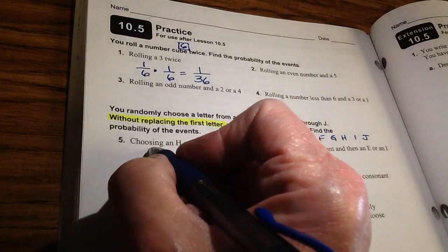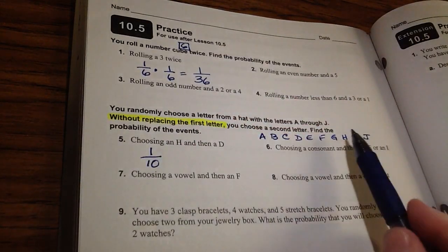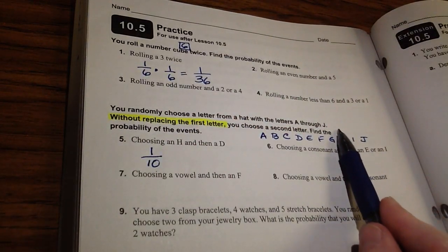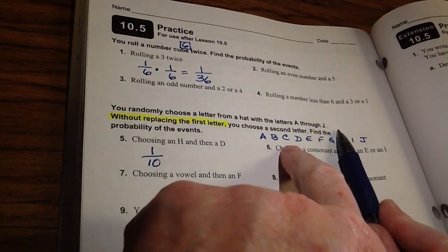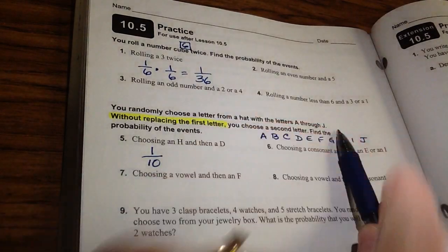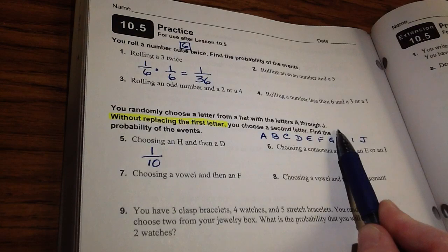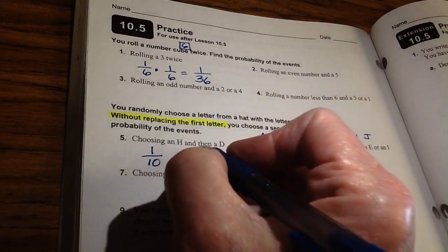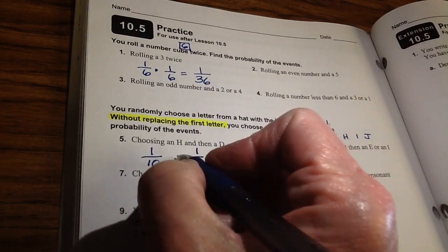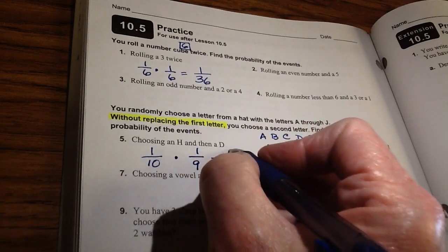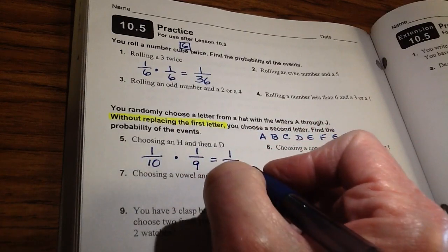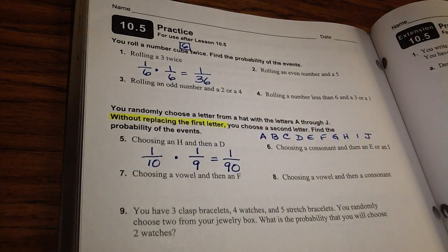out of 10. Now, if the H is gone, there's not 10 choices anymore. There's 1, 2, 3, 4, 5, 6, 7, 8, 9 choices. And one of them is a D. So 1 out of 9. And then, of course, you multiply them together. So you have a 1 in 90 chance of picking first an H and then a D. Okay, so you're going to try these out. Make sure that you have the idea.